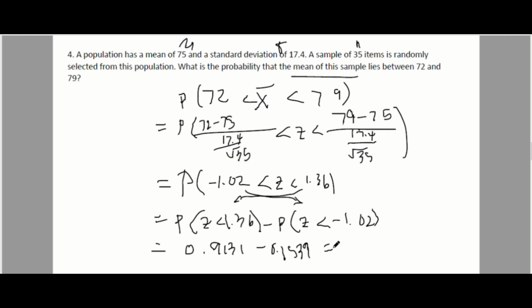1539. So this is equal to 75.92, 0.7592, or 75.92%. So the probability is somewhat large because it's 0.7592.